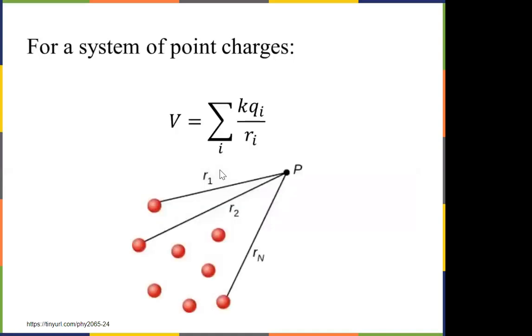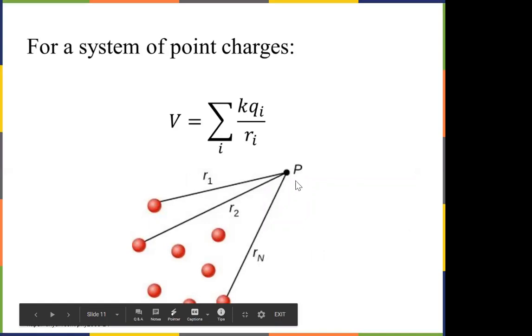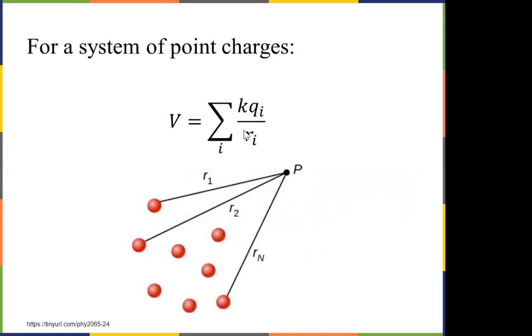Now, if you have a system of point charges, then you do a summation of the electric potentials due to each of those point charges. So if you have a system of point charges at point P, you simply sum kQi over ri. This is a scalar summation, so just add them up algebraically.